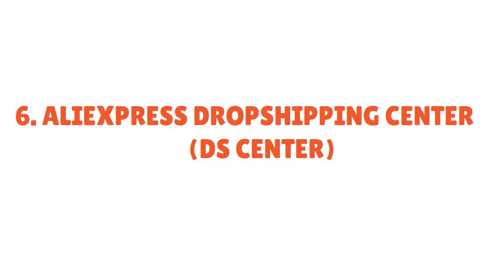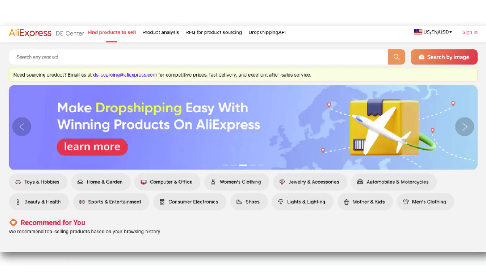Another ShopHunter alternative to really think about this year, you have AliExpress Dropshipping Center, so the DS Center. So this platform is actually great for product and supplier research. I mean, this is AliExpress. Okay, so AliExpress DS Center is a free tool available to anyone with an AliExpress account. So you got to have an AliExpress account to actually use the DS feature.